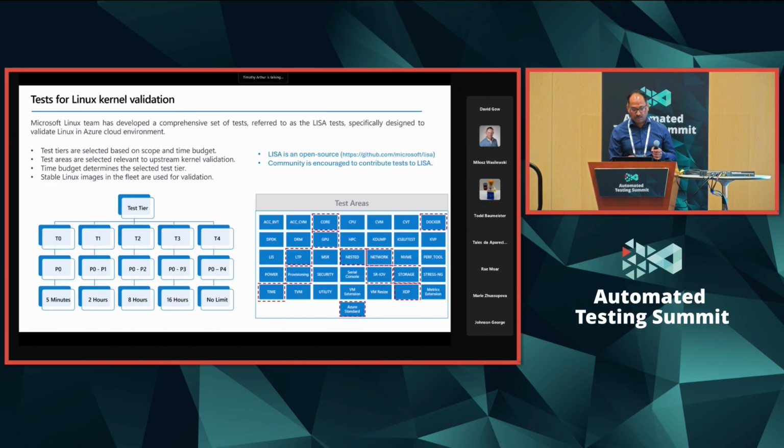So if you see T0, when you select T0, it can complete in 5 minutes. When you select T1, it can complete in 2 hours. When we select T2, we can complete in 8 hours. So it will depend upon the time budget that is allocated for that validation, and the appropriate tier can be selected. In this case, as of today, we are running tier 2 selective tests. It takes roughly 3 hours for us to publish the results to the KernelCI DB. And as I mentioned, the stable Linux image is used in the fleet for validation.